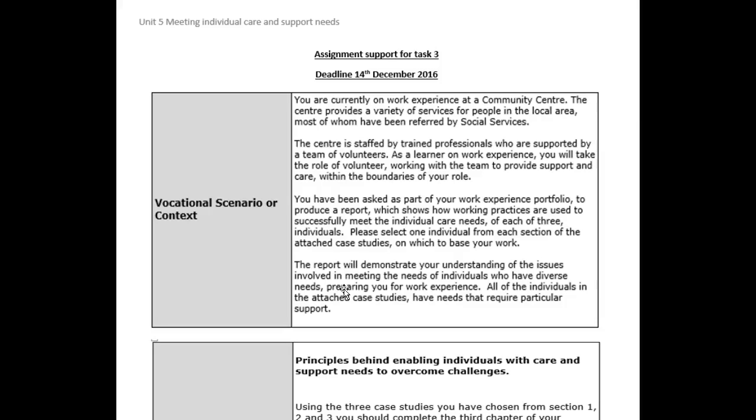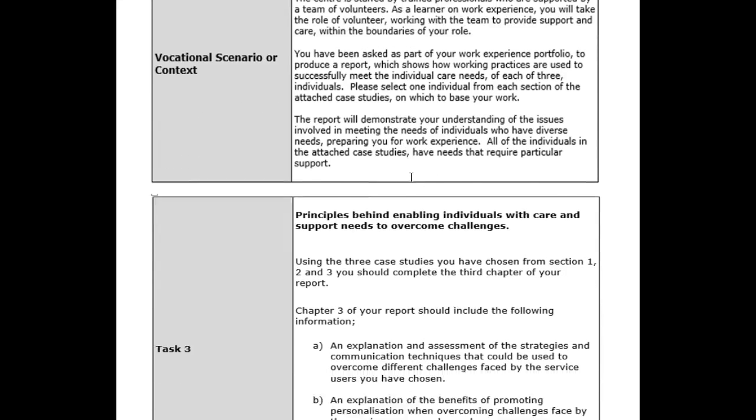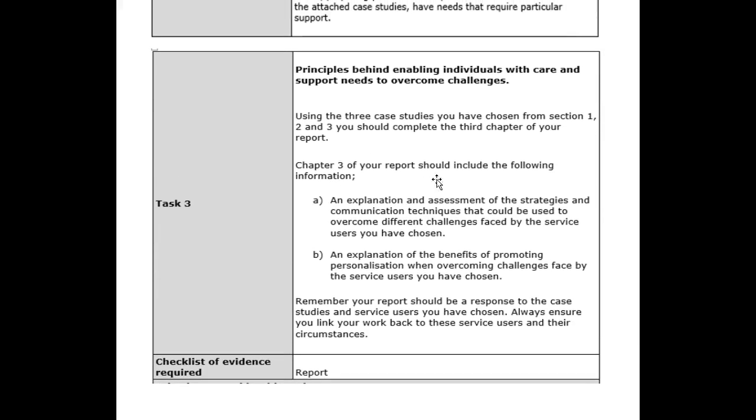So this is your help sheet for your task 3 of the assignment, and your deadline will be 14th of December, so you've got a good couple of weeks to do this. Same vocational scenario as usual, and you will still be expected to use the 3 case studies that you have done previously. This assignment is about the principles behind enabling individuals with care and support needs to overcome challenges. So everything that we've been looking at about challenges that service users face and how we overcome them over the past few weeks.